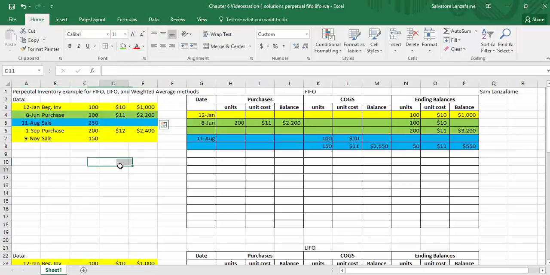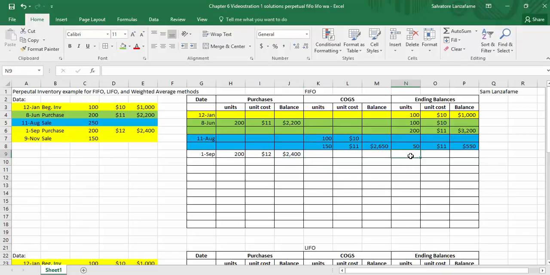There we go. All right, so now it's September 1st, and we want to buy some more. So September 1st, we bought 200 units, and these cost us $12 a piece. So we got a little bit of inflation going on here. The inventory we had at the beginning originally cost us $10. Then we bought some of the same stuff, and then it was costing us 11. Now the same stuff we're buying is costing us 12.